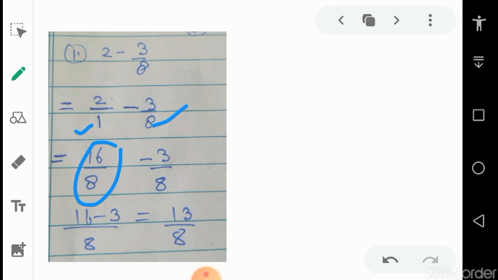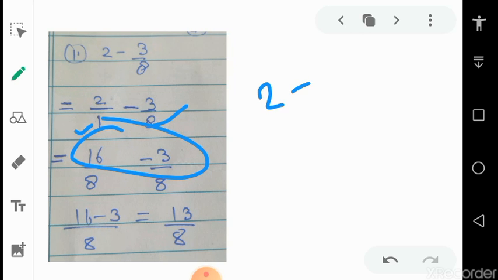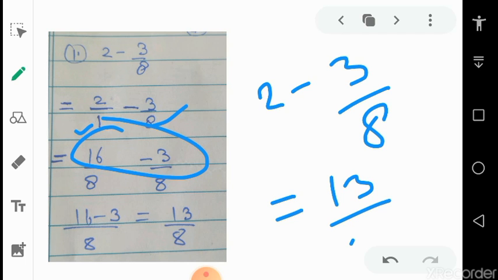And what about 3 upon 8? It will be as it is, because we want both the fractions to have an equal denominator. Now we want to subtract them. As you know, if the denominators are the same, then do the subtraction in the numerators. So it is 16 minus 3 upon 8, which equals 13 upon 8. So we can say that 2 minus 3 upon 8 is equal to 13 upon 8.